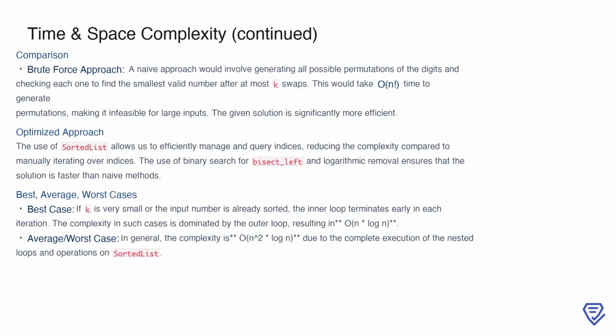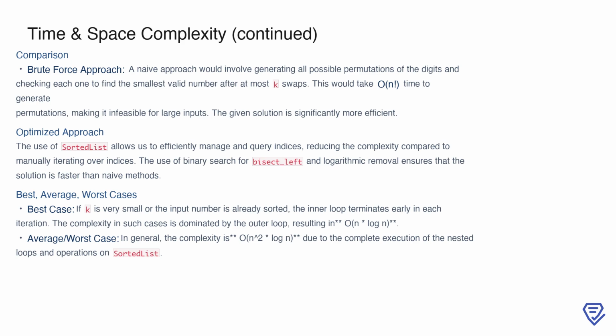To better understand the efficiency of the solution, let's compare it to a brute force approach. A naive method would involve generating all possible permutations of the digits and checking each one to find the smallest valid number after at most k swaps. Generating these permutations would take n factorial time, which becomes infeasible for larger inputs. In contrast, the optimized solution leverages the sorted list data structure to efficiently manage and query indices. The use of binary search for the bisect_left operation and logarithmic time for removal ensures a significant reduction in complexity compared to manual iteration.